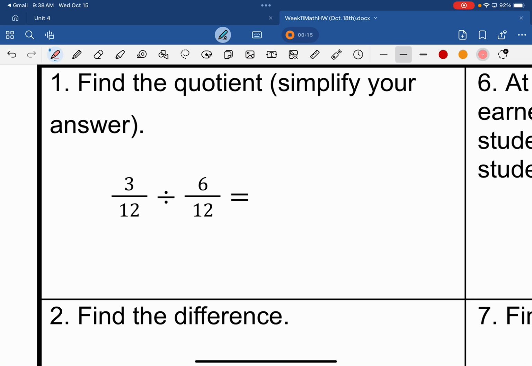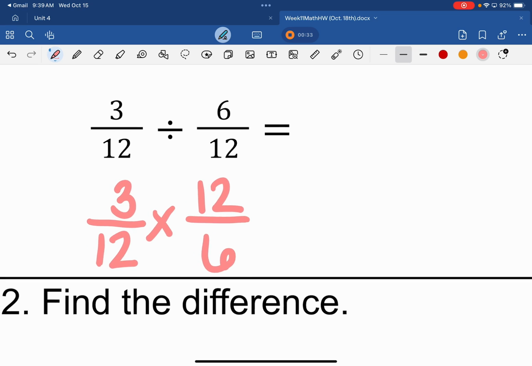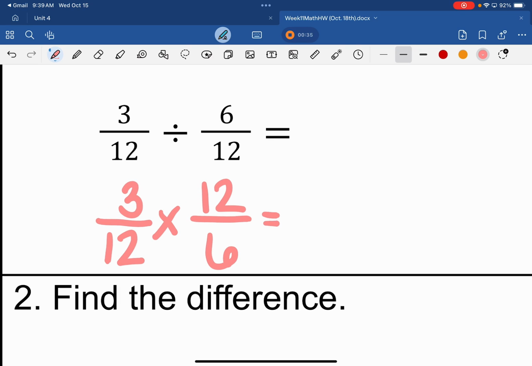Okay, find the quotient. It says simplify your answer. So you would do keep, change, and then flip, which changes this one into its reciprocal. Okay? Just because some of our friends are loving the cross simplifying, I'm going to cross simplify because you can cross simplify in this one.